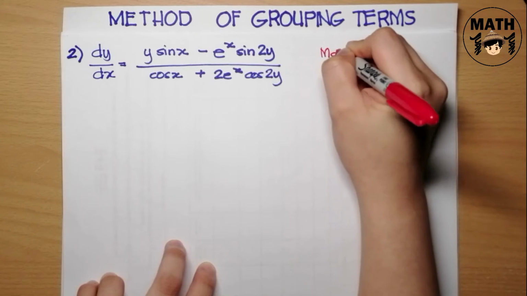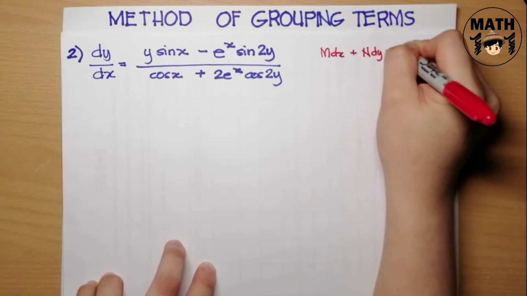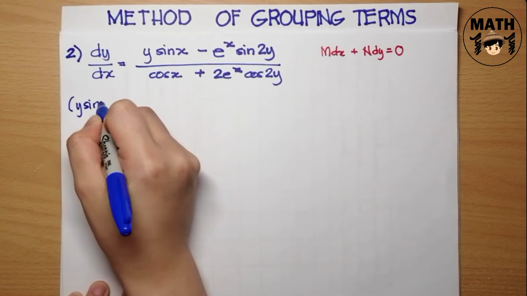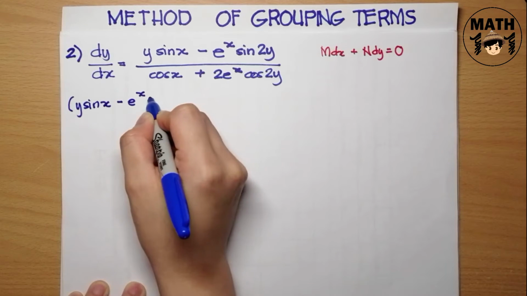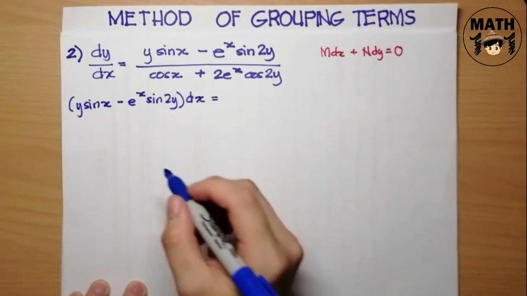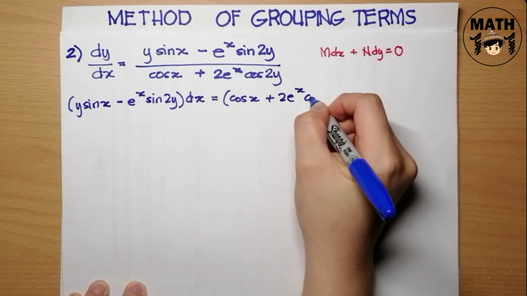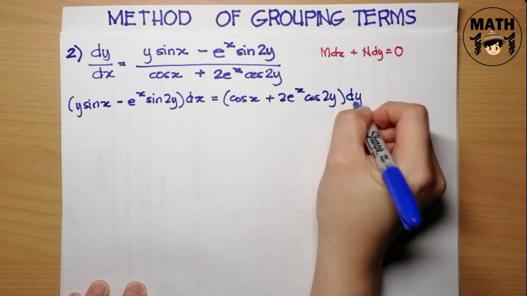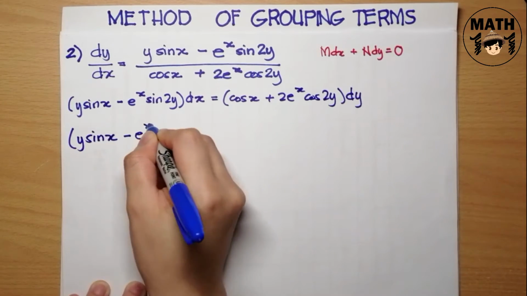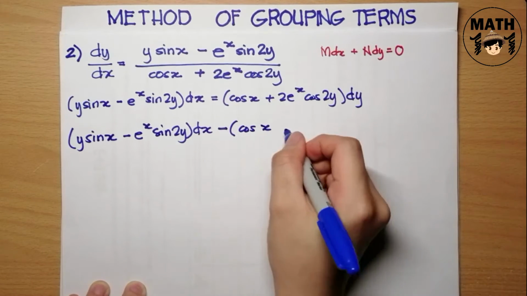Problem number 2. Sulat muna natin siya sa standard form na M dx plus N dy equals 0. Cross multiply. On the right side, we'll have y sine of x minus e raised to x sine of 2y dx equals cosine of x plus 2 e raised to x cosine of 2y dy. Then move natin to sa left hand side. Lahat ng to ay magiging negative.